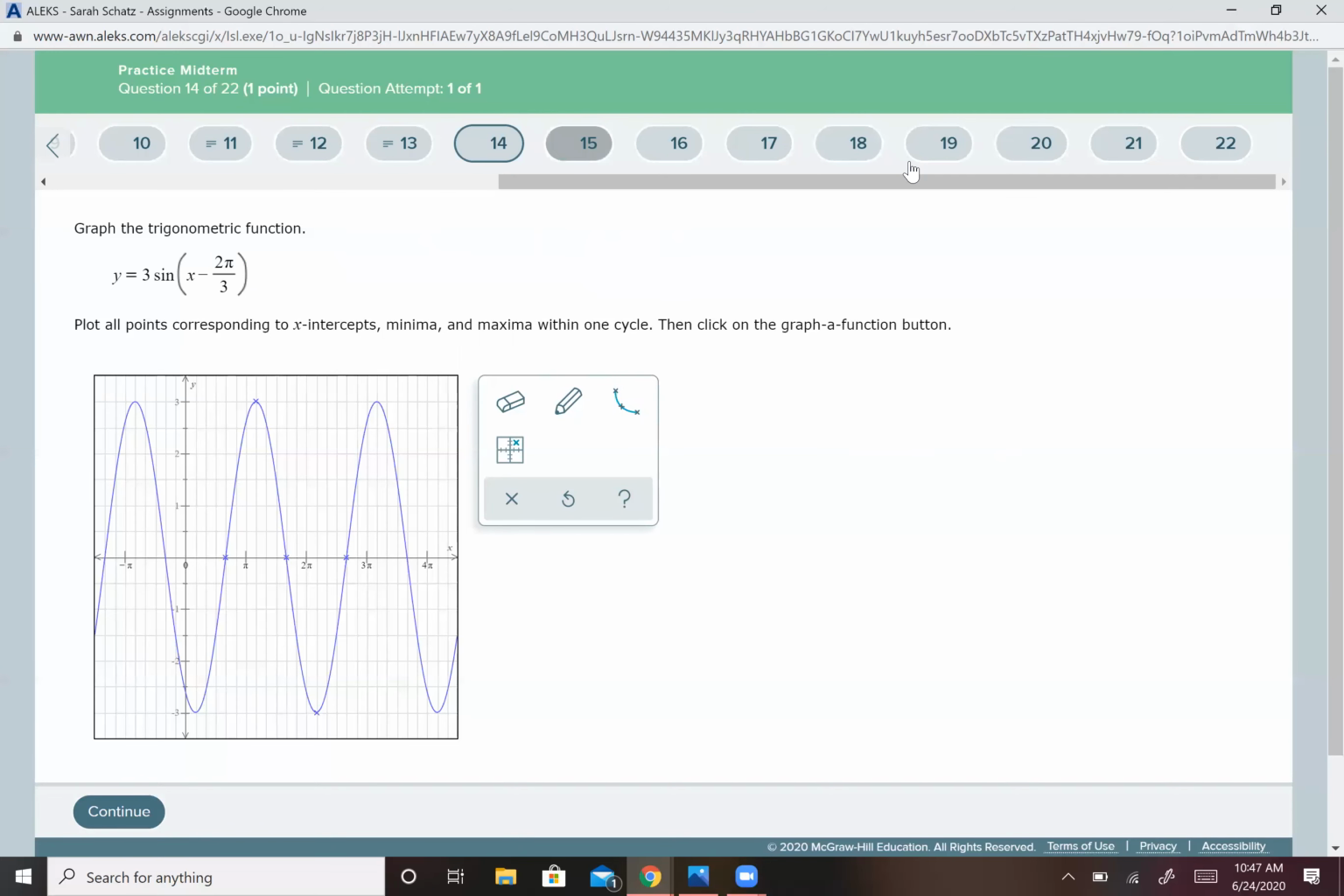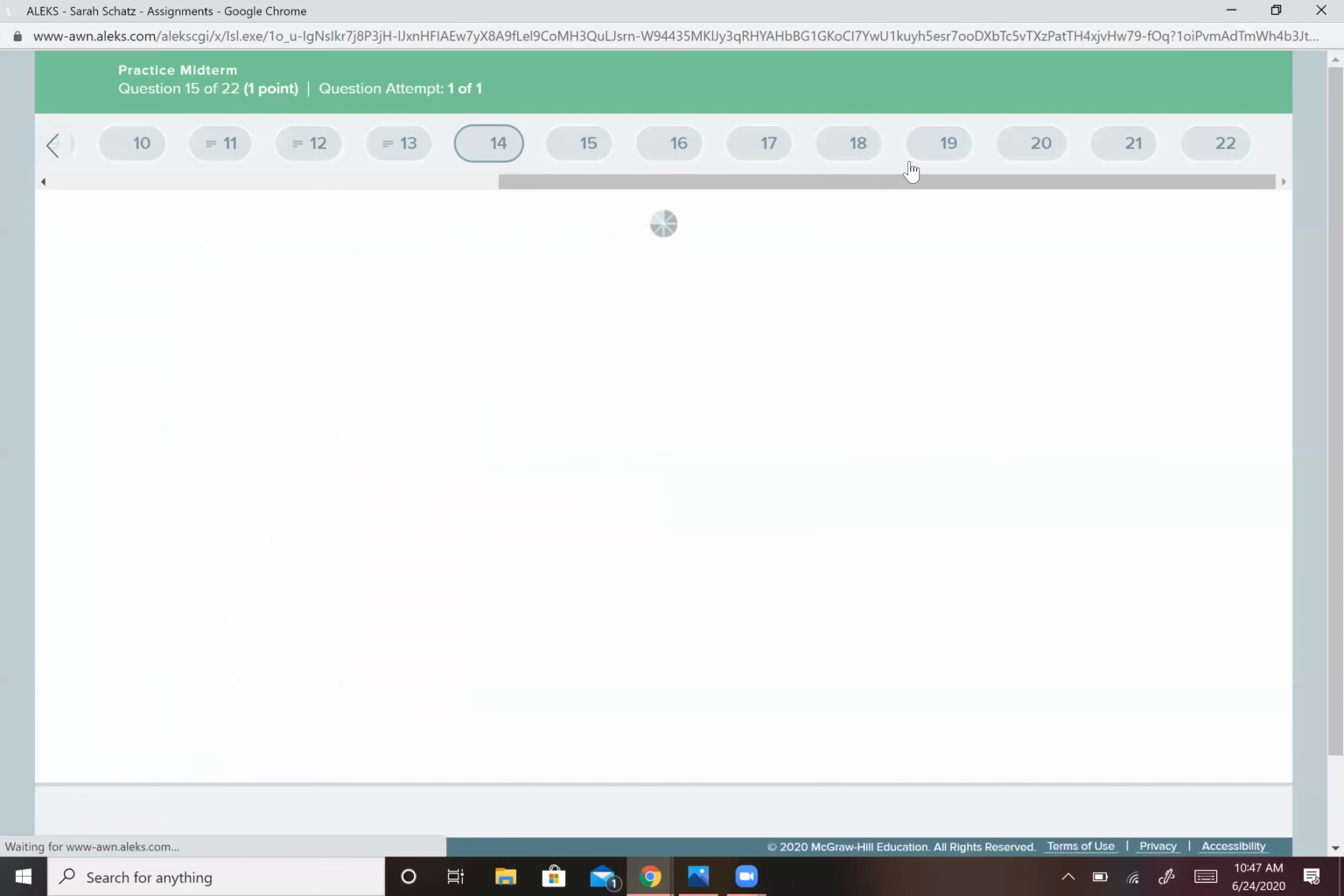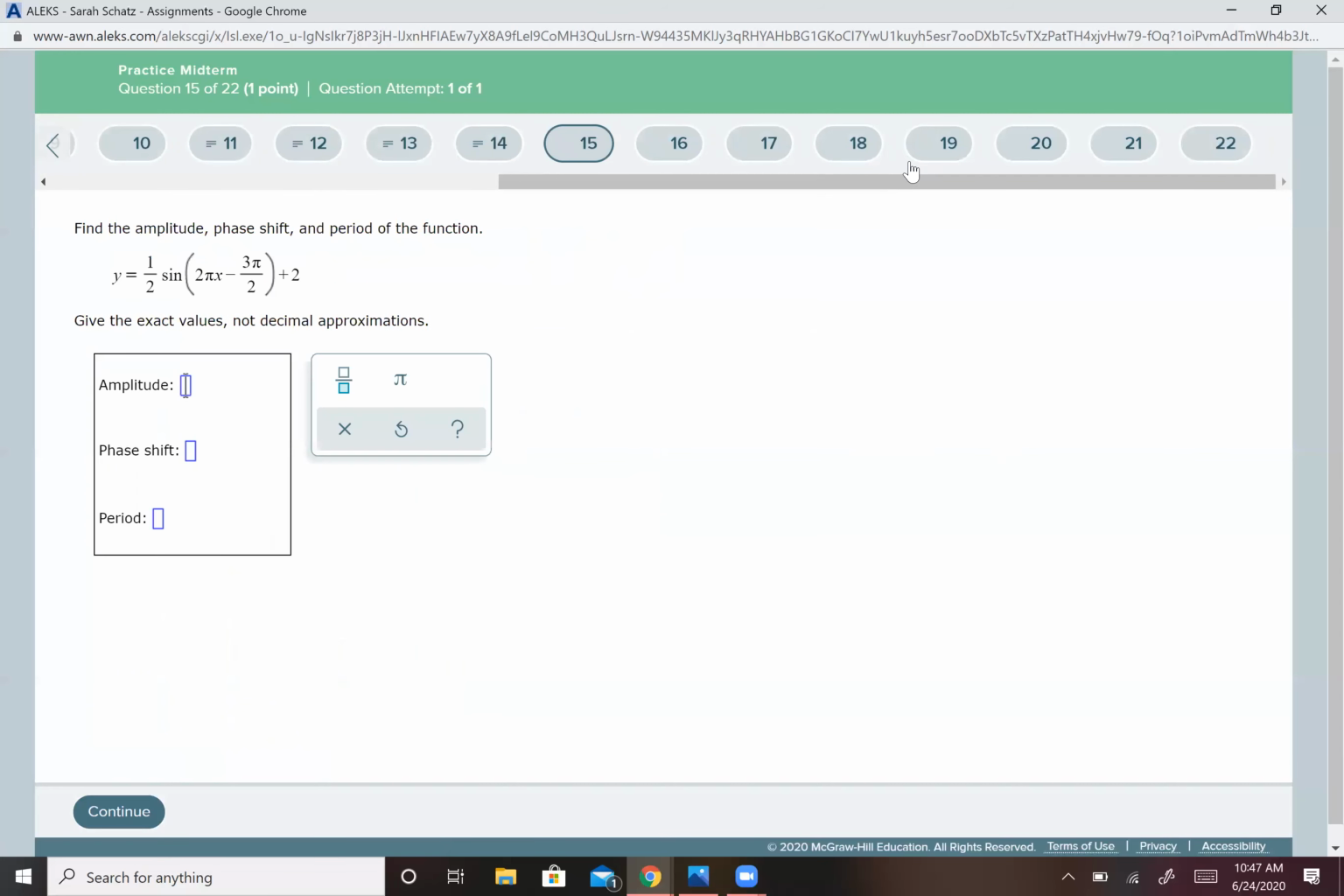So, we're getting there, guys. We're on number 15. So this one you don't have to graph, and that's good because it's a whopper, right?